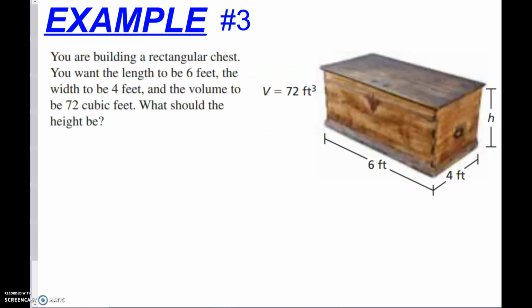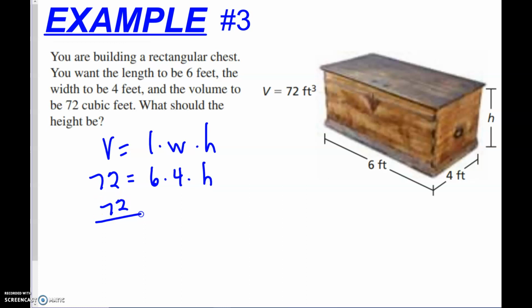All right, next volume here. So it looks like we're building a rectangular chest, and we want the length to be 6 feet, the width to be 4 feet, and the volume to be 72 cubic feet. So what should the height be? Well, the volume is going to be length times width times height. So we already know the volume is 72, and they say the length is 6, the width is 4, and they want us to find the height.